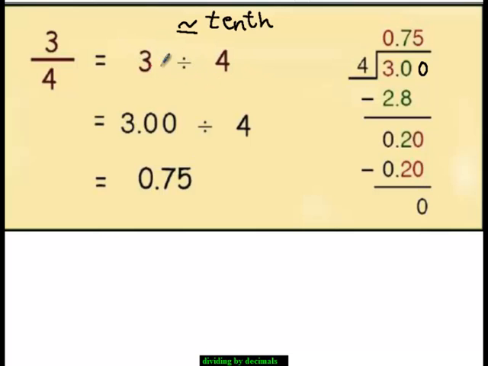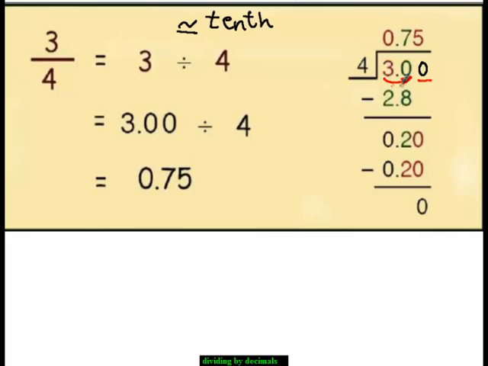3/4. Okay, 3 divided by 4, to the nearest tenth, so how many zeros do I have to put after the decimal? 2 places, because I need 1 place to approximate. Here 3 divided by 4, the answer will be 0. It can't be, so 30 divided by 4, it will be 7.